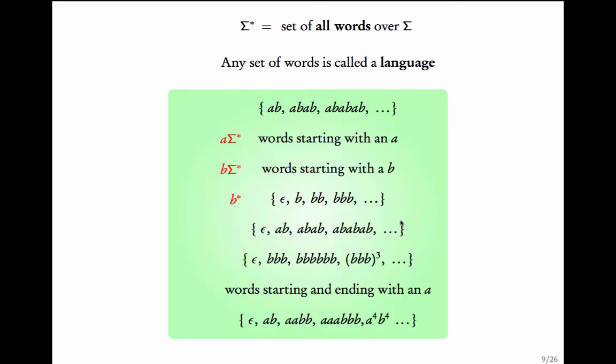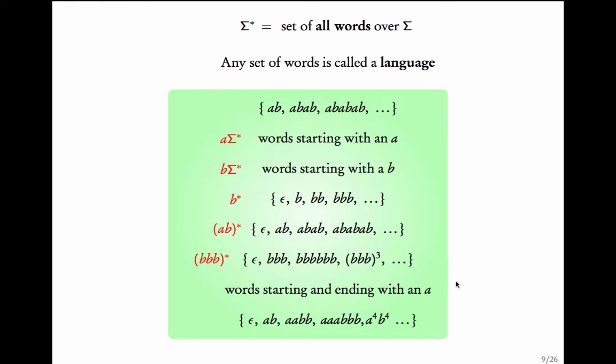Think about what is a possible notation for this set using the same ideas. Here, instead of B, we have AB. So, we can just write it as AB star. Similarly, what about this language? Instead of B, we have BBB. That is the only difference. So this is just BBB star.